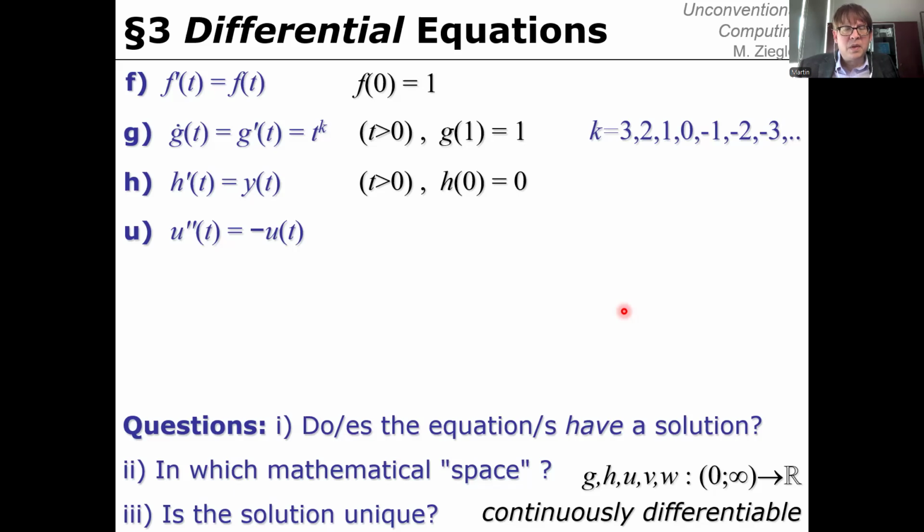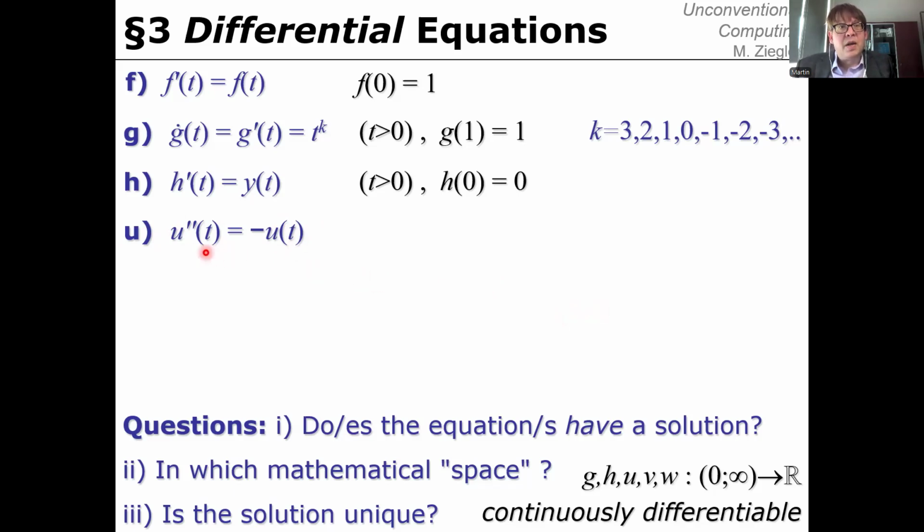Remember what we learned about the rules of differentiation? What is, for example, the derivative of sine? The derivative of sine is cosine, the first derivative. The derivative of cosine is minus sine. So sine is a solution to this equation, right? Is it unique?